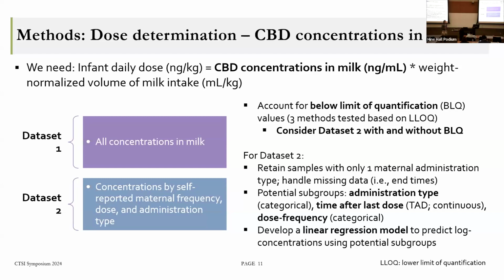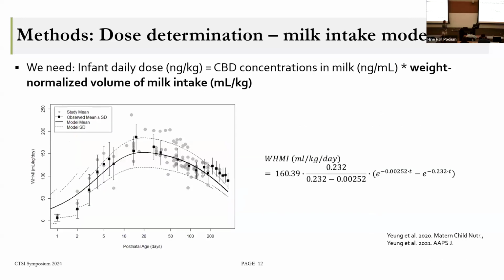The other point I want to raise really quickly is we had a lot of BLQ values, and we had to handle them in some way. For data set 2, we actually considered with and without BLQ values. The reason, as you'll see later, is that they tended to create poor residuals in the model, and it was hard to detect any pattern with that.